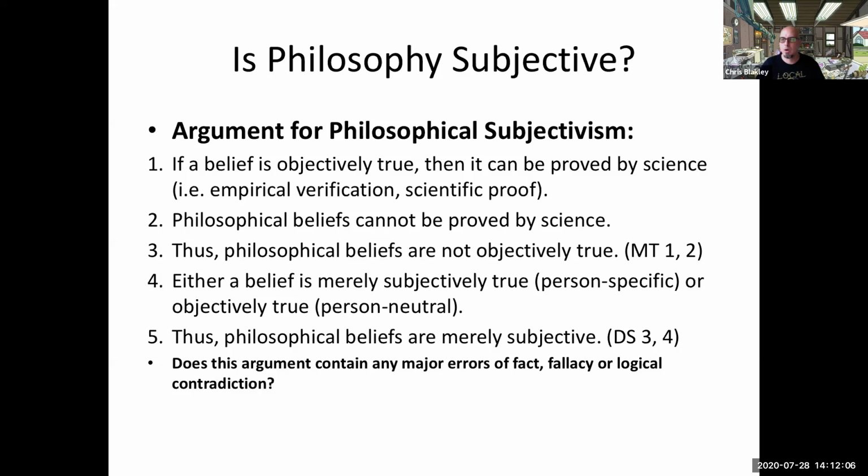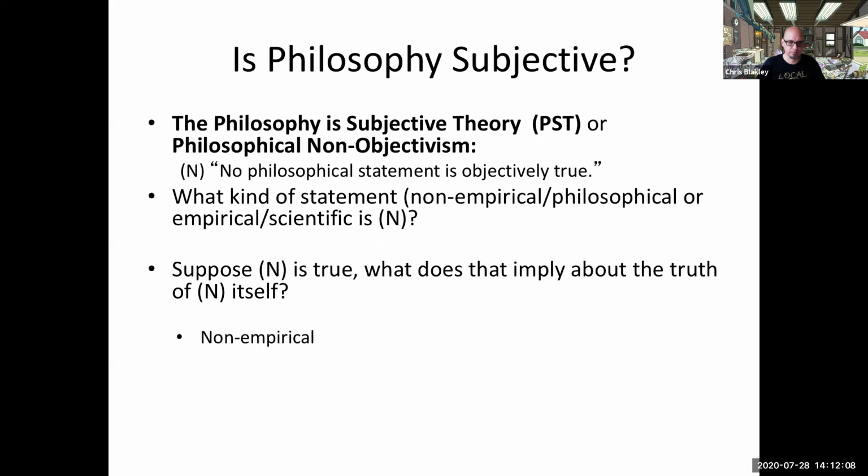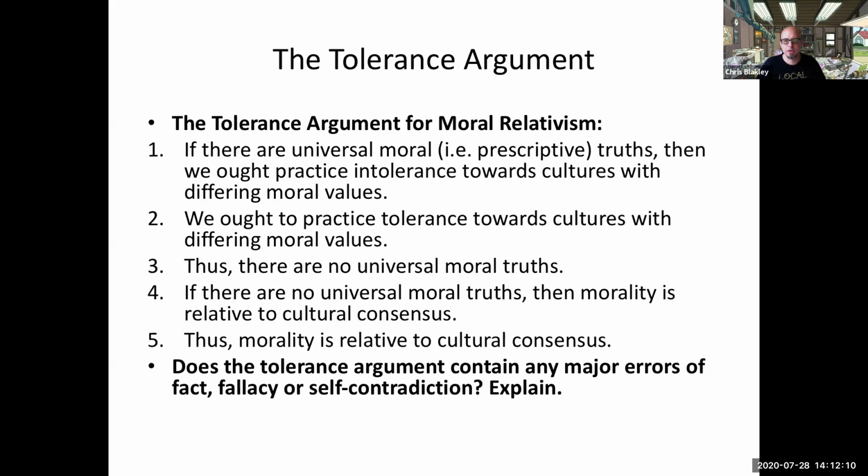Let's take a look at one more example. This time, let's look at an argument about morality. Moral relativism is the view that morality is relative to or dependent upon particular times and places or cultures. Sometimes people give what's called the tolerance argument for moral relativism. Again, it's a two-stage argument. You'll notice that they're both valid forms, so we don't have to worry about validity here.